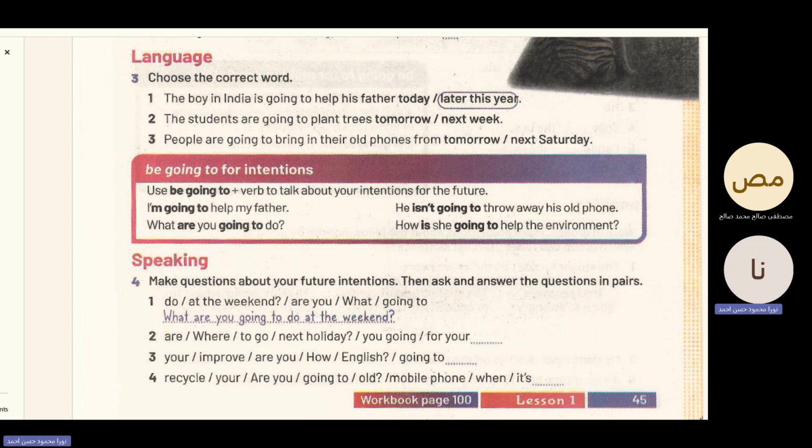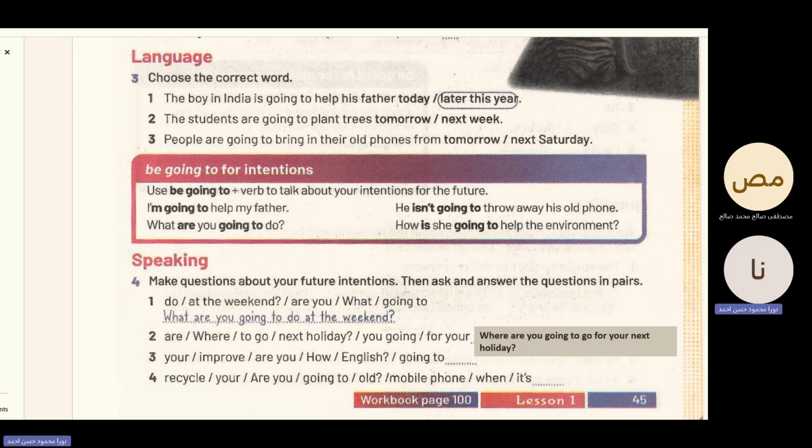What about the second one? Who can rearrange the second one? Yeah, we would like to start with where. Excellent. Where are you going to go for your next holiday? So I might say, I'm going to go to the desert because I want to go trekking.